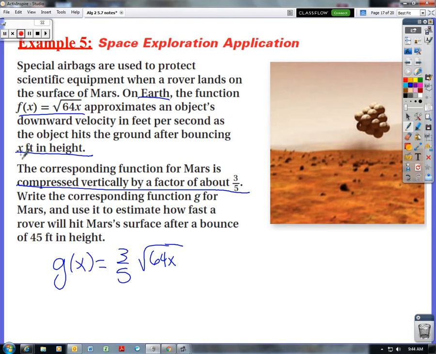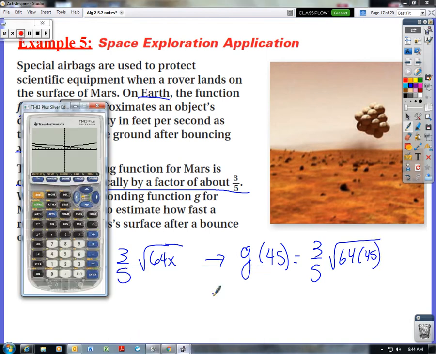The 45 feet is the x, so we're putting 45 in here for x. So g of 45 is 3/5 times the square root of 64 times 45. I suppose you could try simplifying that, but we want a decimal answer anyway. I'm just going to type it in. So I've got 3/5, that's 0.6, times the square root of 64 times 45. Anyway, 64 is 8, but times 45. I get 32.2, essentially.